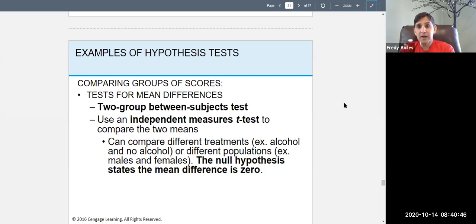So you can compare different treatments, let's say, alcohol versus no alcohol. This group of people consumed alcohol. This group of people did not. And we basically found their average level of aggression. You're going to compare the average level of aggression between the alcohol group and the no alcohol group. You use an independent measures t-test. The null hypothesis states that the mean difference is 0. The null hypothesis always says that there is no difference.